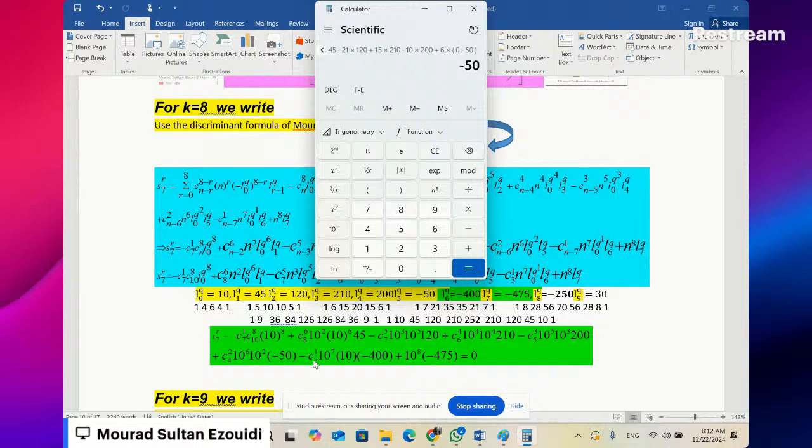Then you see minus 3 times negative 5 will be plus. Plus what? 1200. Minus 475. Minus 475. This is my kids, the value of a8 equal to 0.